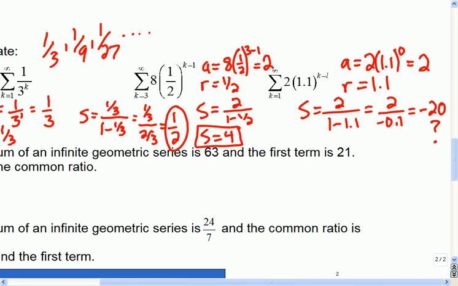Okay, so the answer for the last one's negative 20, right? What? Well, why not? I put it in the formula. The ratio is too big. So the common ratio here is 1.1. It's out of range. It's just going to keep growing. This is 10% extra every time the term is grown. So there's no finite sum here.